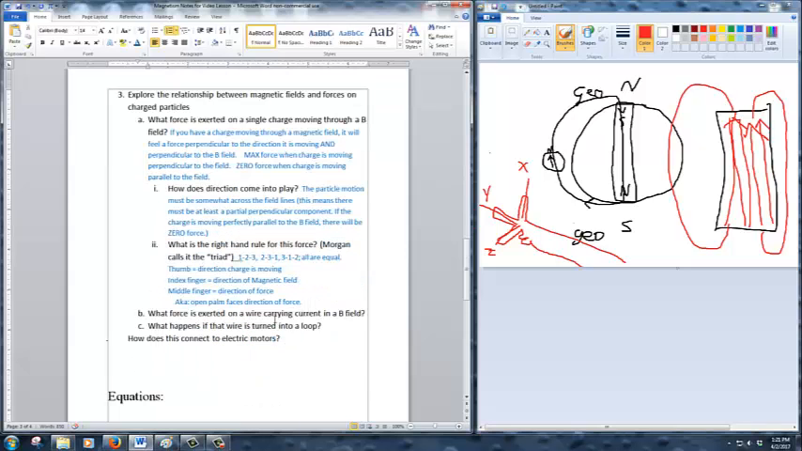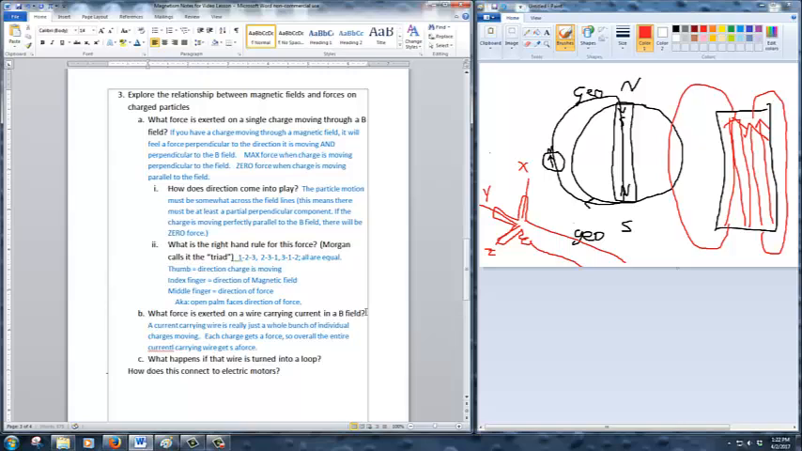Okay, what force is exerted on a wire carrying current in a magnetic field? So this is pretty cool because it's literally the exact same thing. A current carrying wire is really just a whole bunch of individual charges moving. So if the individual charges in a magnetic field get a force on them, then a current carrying wire will also get a force. Each charge gets a force, so overall the entire current carrying wire gets a force.